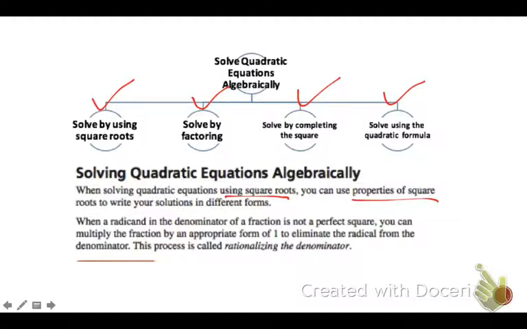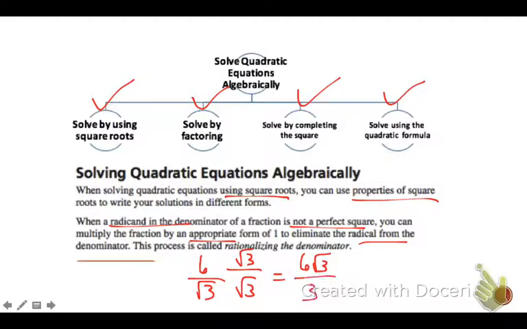And just to reiterate, when a radicand in the denominator is not a perfect square, so 3 is not, you multiply the fraction by the appropriate form of the radical. You just multiply by that same radical, both top and bottom, to change the look of it, so you no longer have an irrational number in your denominator.